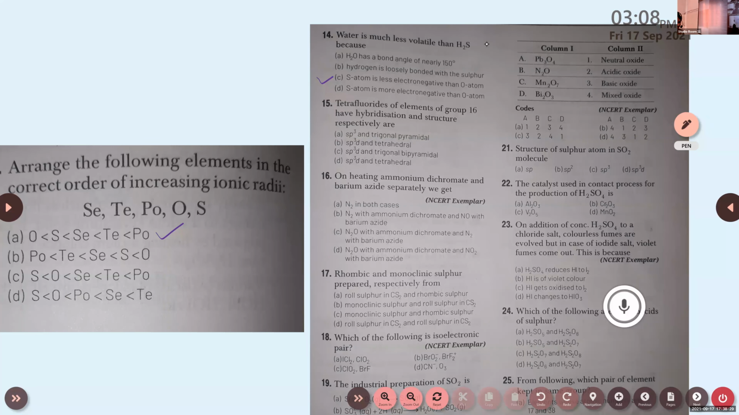Navrin, can you tell me the answer? sp3d and trigonal bipyramidal. Okay, that means option C, right? Option C. Did you mark this in your textbook, children? Page number 188, second last paragraph.